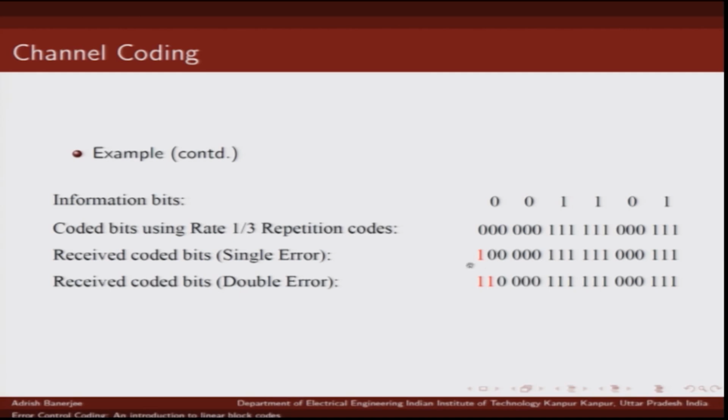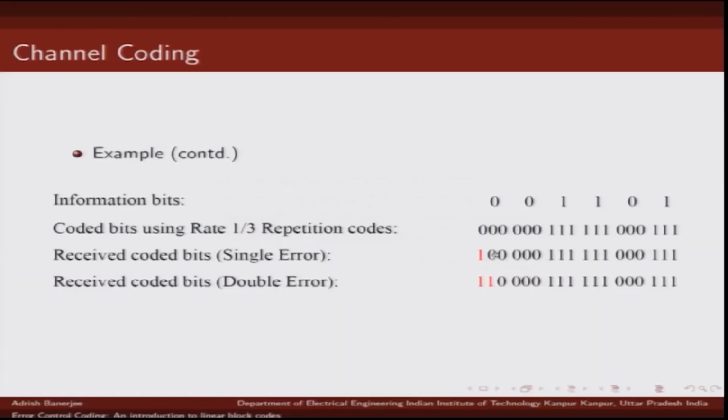So, we will first look at these 3 bits: 1 0 0. Now, what do we expect? Since we are using a repetition code, we expect all these 3 bits to be the same, but in this case they are not, because what we have received is 1 0 0. Now, what does that mean? That means there is a transmission error. So, we are able to detect a single error using a rate 1/3 repetition code.